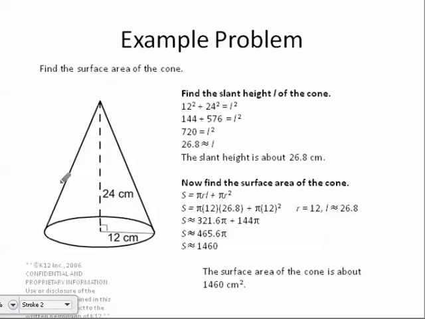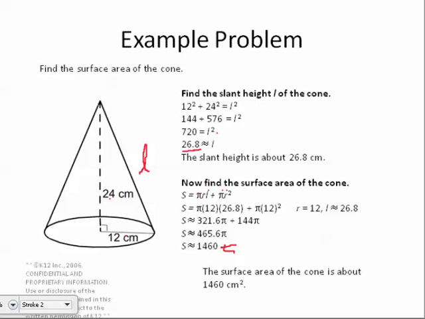Okay? Another example. Oh, wait a second, they didn't give me the slant height on this one. We need this height out here, the slant height. We're going to have to use the Pythagorean theorem to get it, aren't we? 12 squared plus 24 squared gives me 720. Take the square root of it, we get 26.8. We're going to say pi times the radius, 12, times 26.8 plus pi times 12 squared. Multiply that all out. Just a matter of doing it on a calculator. It's approximately 1,460 centimeters squared.